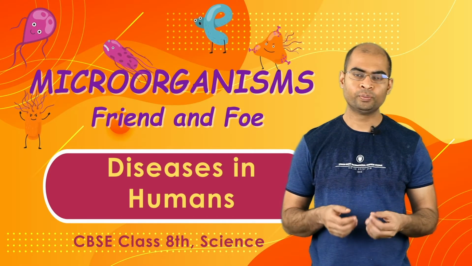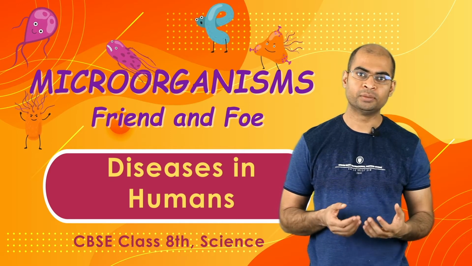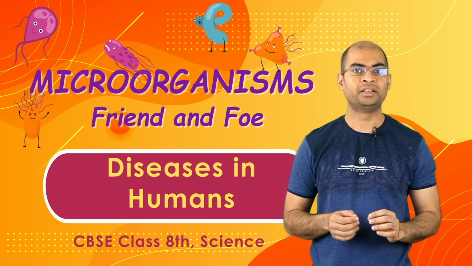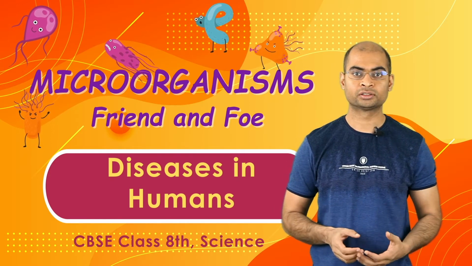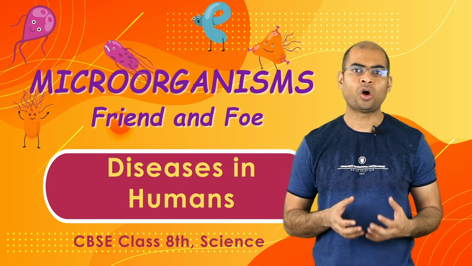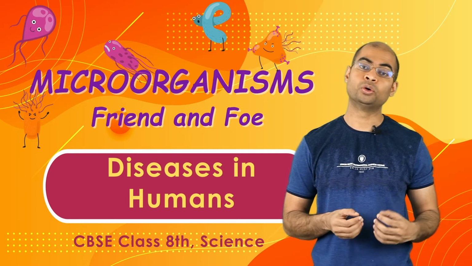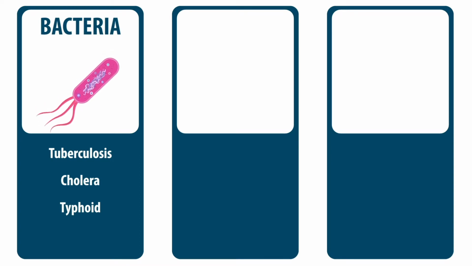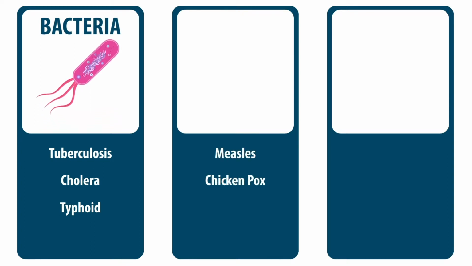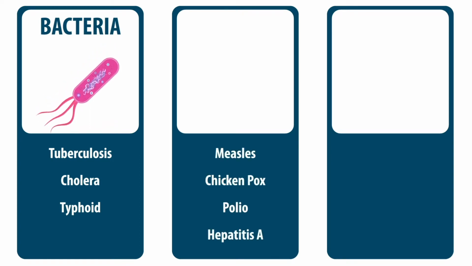In the last video, we studied how microorganisms can cause diseases by damaging the cells and organs. Let's look at common diseases caused by microbes in humans. Tuberculosis, cholera and typhoid are caused by bacteria, while measles, chickenpox, polio and hepatitis A are examples of diseases caused by viruses.